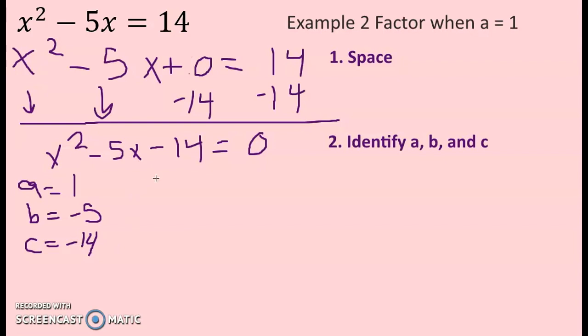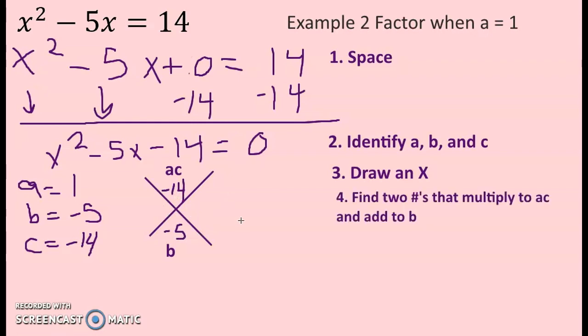Step 3, you're going to draw an x. At the top of the x, you're going to have a times c. At the bottom of the x, you're going to have b. So a times c is 1 times -14. That's -14. B is -5. Now the next step, you're going to find two factors that multiply to -14 and those two numbers add to -5.